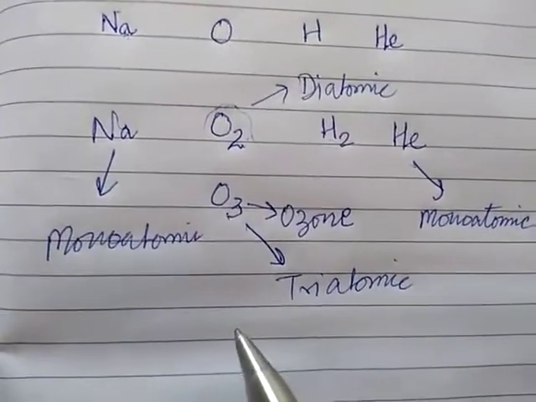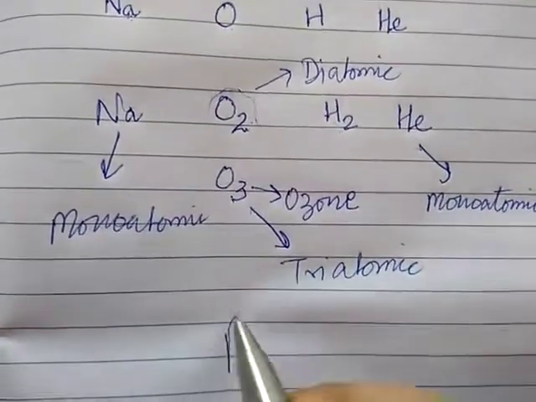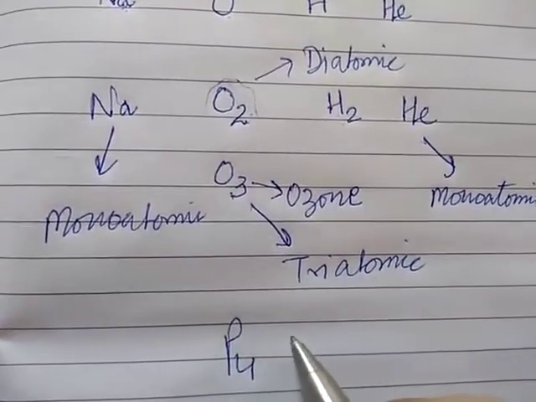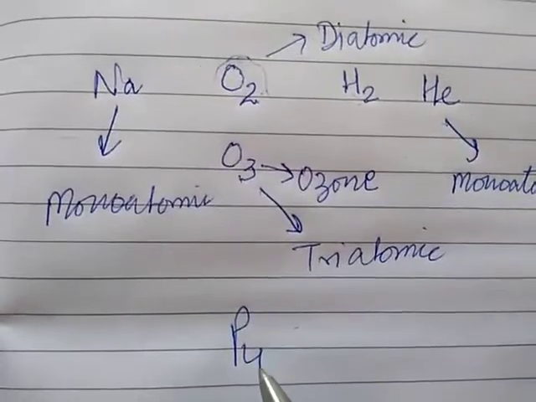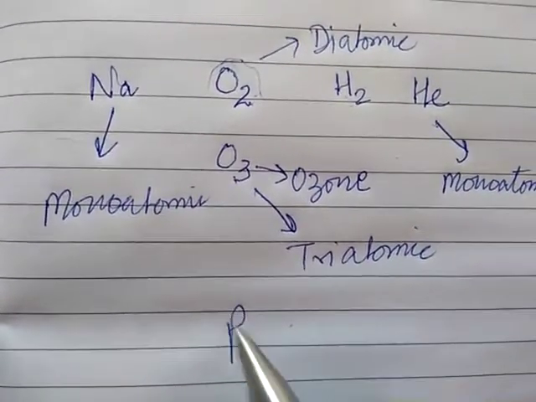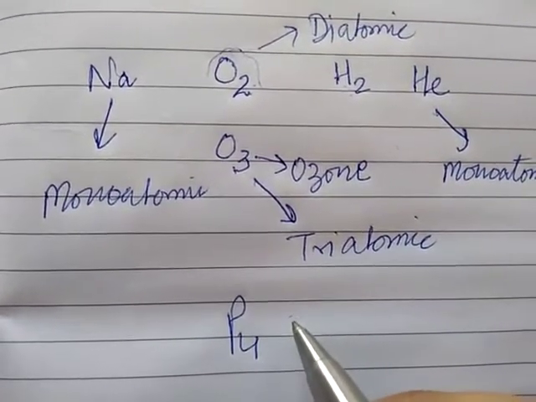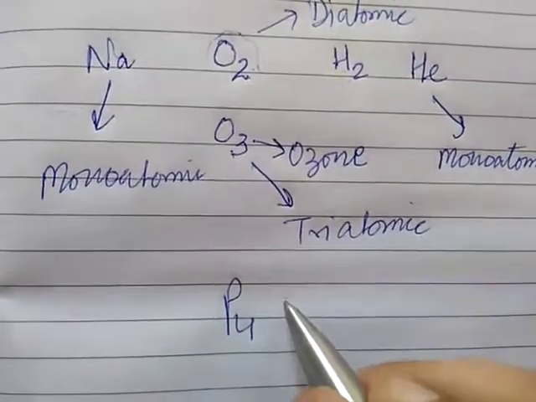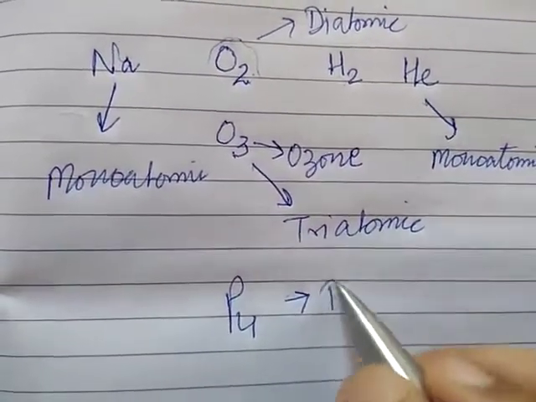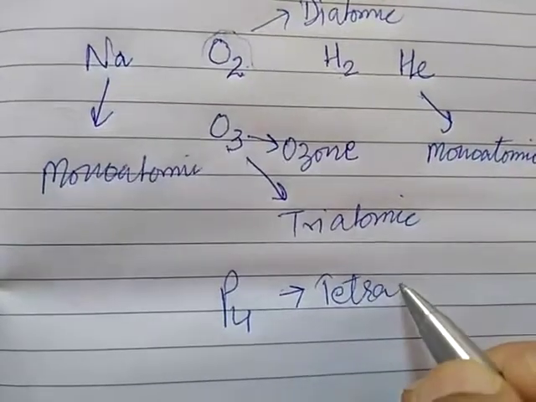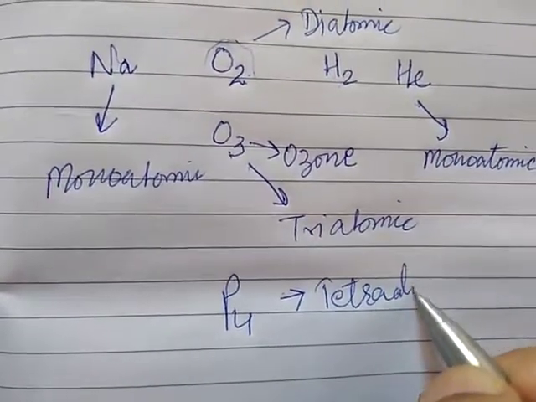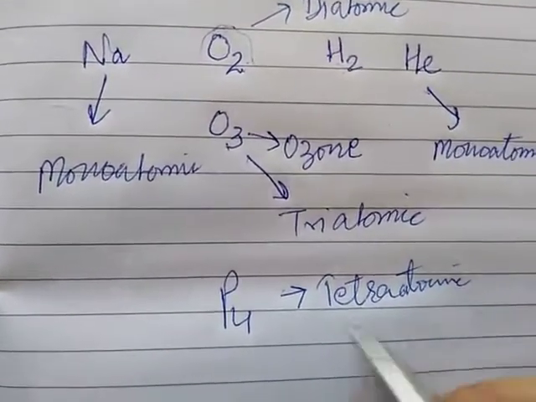And we have so many other examples also, like P4. It is phosphorus. Here phosphorus is not a single atom, but 4 atoms of phosphorus live together, and it is tetraatomic. Tetra means 4. Tetraatomic species.